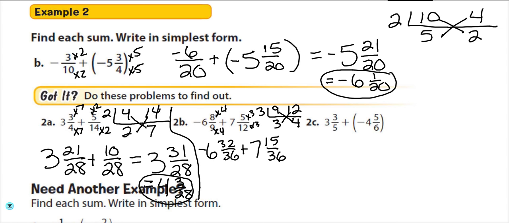So whenever I borrow 1, I will subtract 1 off of this one, so it's now going to become 6, okay? Then I'm going to take my 36 and add it to my 15. That's going to give me 51 over 36, okay? And then it's going to become minus, and then this one's already good to go, so it's going to be 6 and 32 over 36.